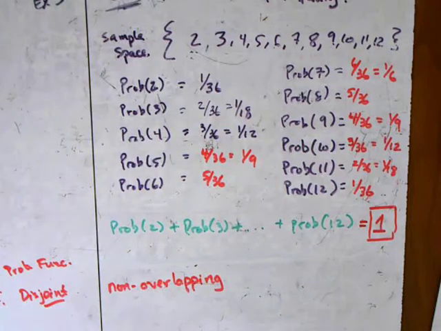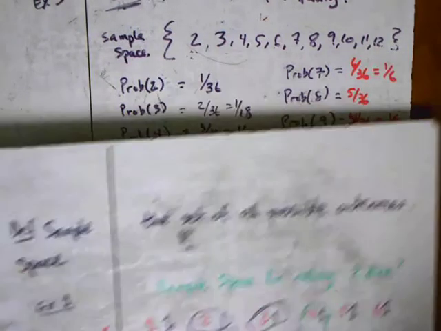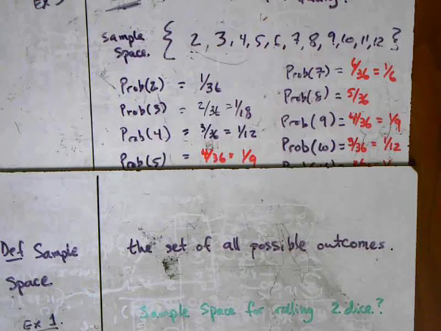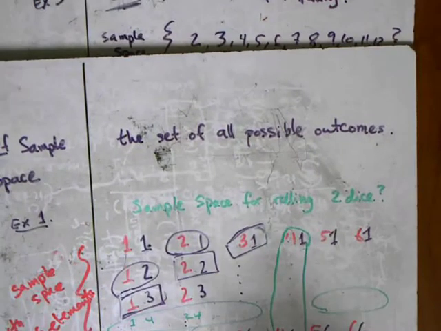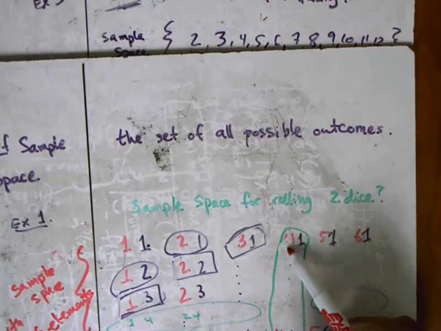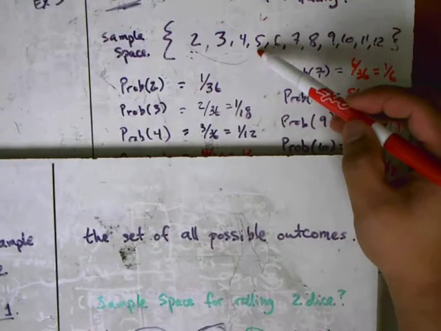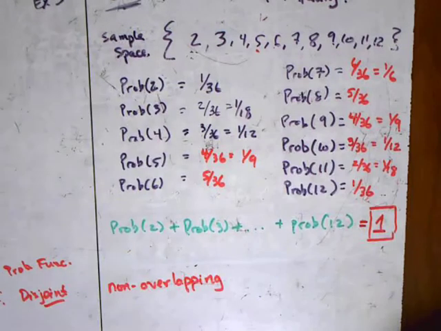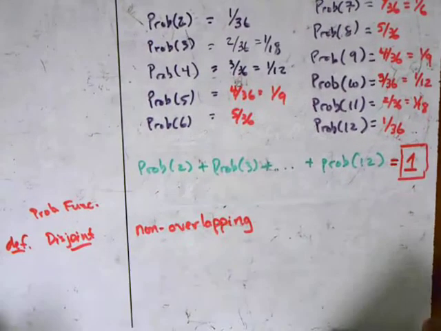However, the event of getting a 4 and getting a sum of 5, those are not disjoint, because if you get a 4 and a 1, you got a 4 and you also got a sum of 5. So those are not disjoint. Okay.